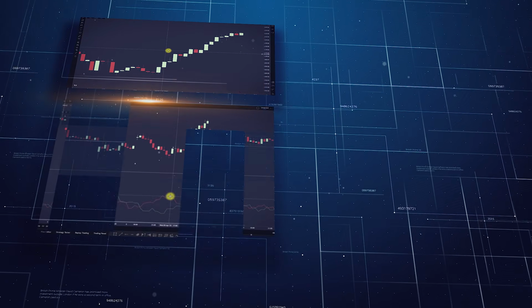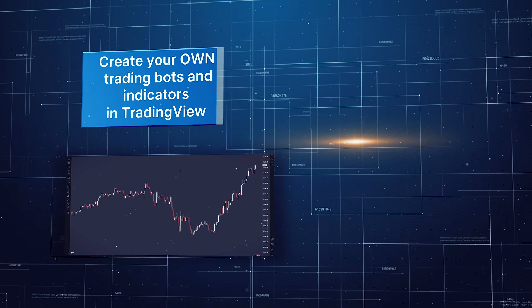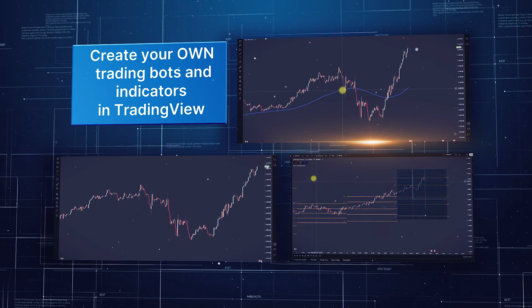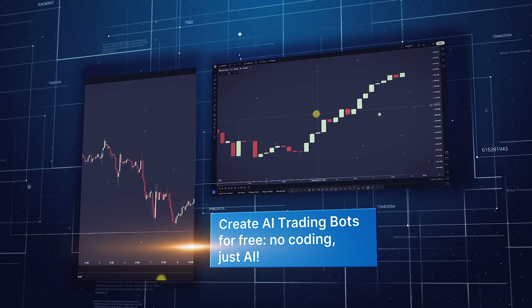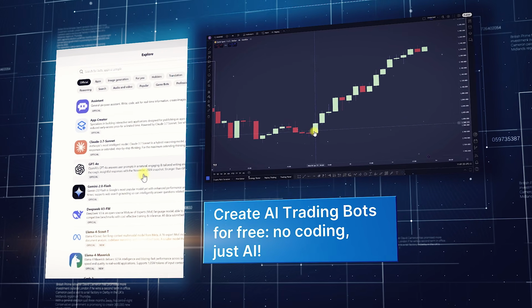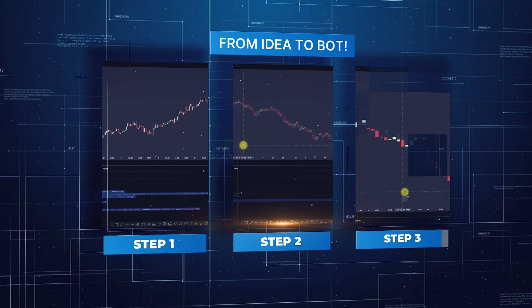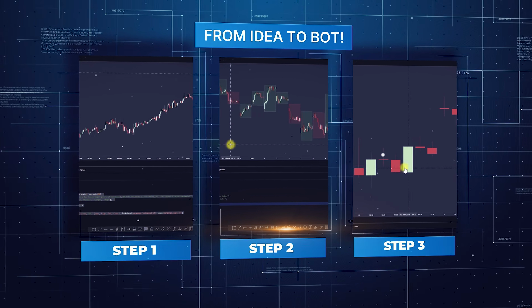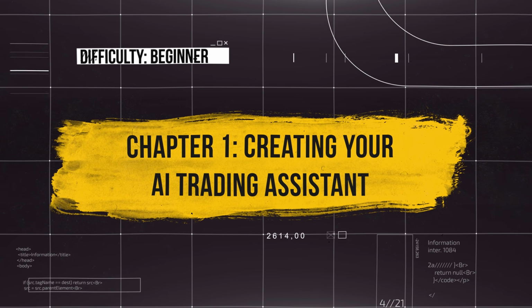Building trading bots and indicators used to be for tech geniuses. Well, not anymore. I have zero coding experience, and I'm creating my own trading bots in TradingView in just a few minutes. So today, I want to help you create and optimize your own indicators and strategies in TradingView using AI without any experience in programming.